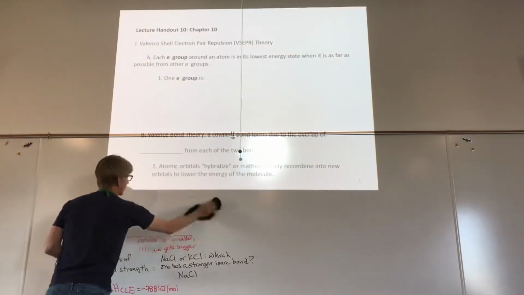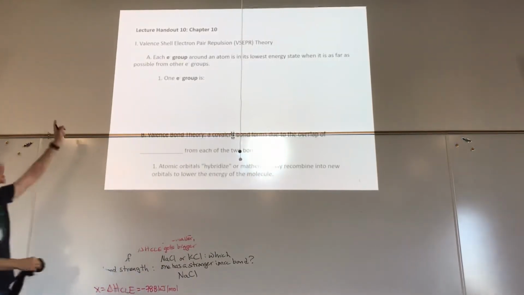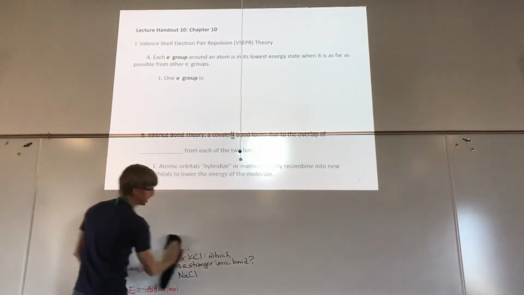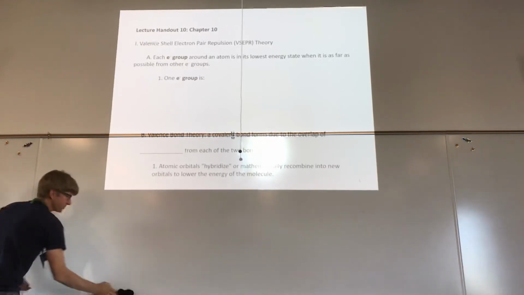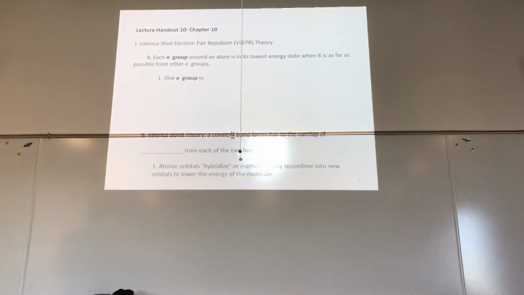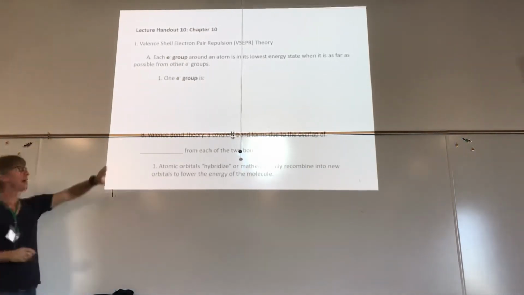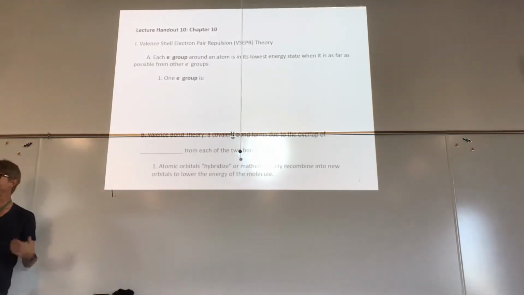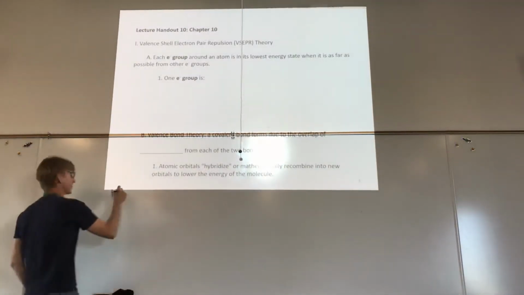Okay, so now it's time to talk about shapes of molecules. To do that, we're going to use something called valence shell electron pair repulsion theory, which basically says that all the electrons, but specifically the bonded pairs of electrons, want to be as far apart from each other as possible. Now, in valence shell electron pair repulsion theory, at least the way I do it, I refer to something called an electron group.